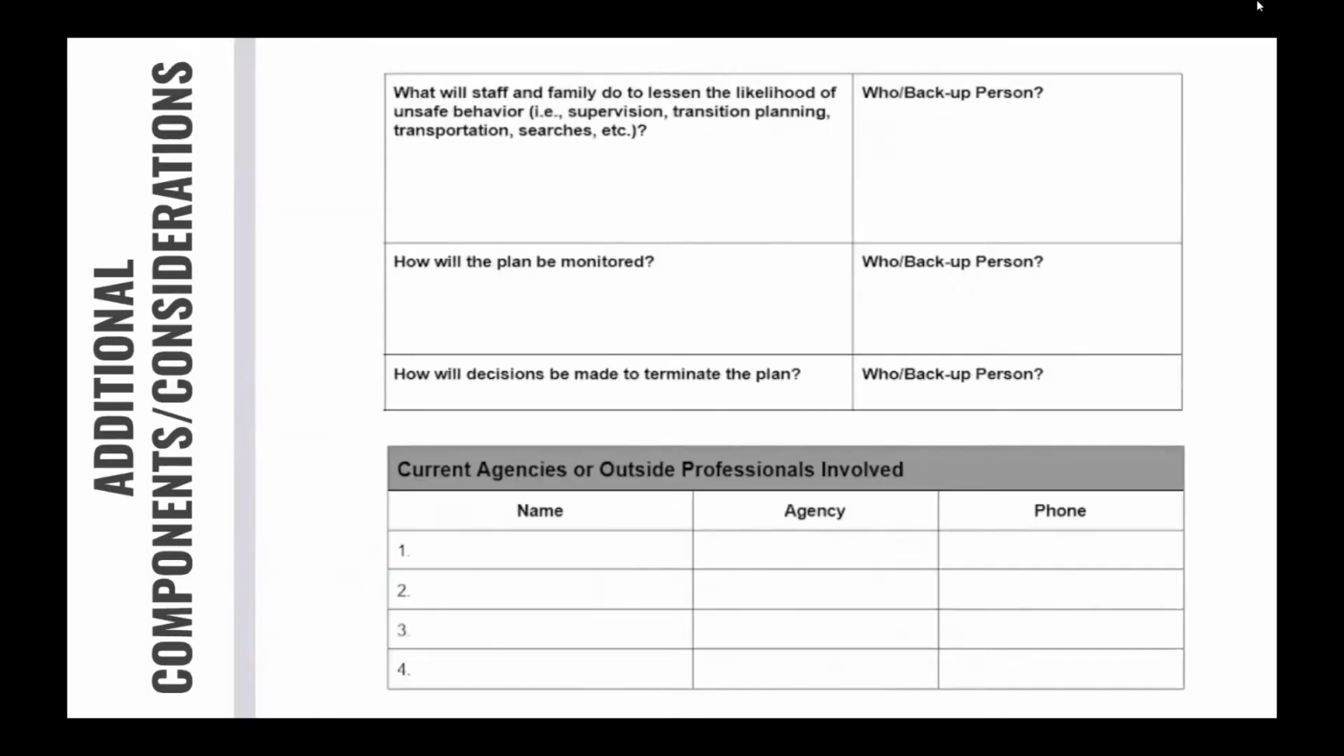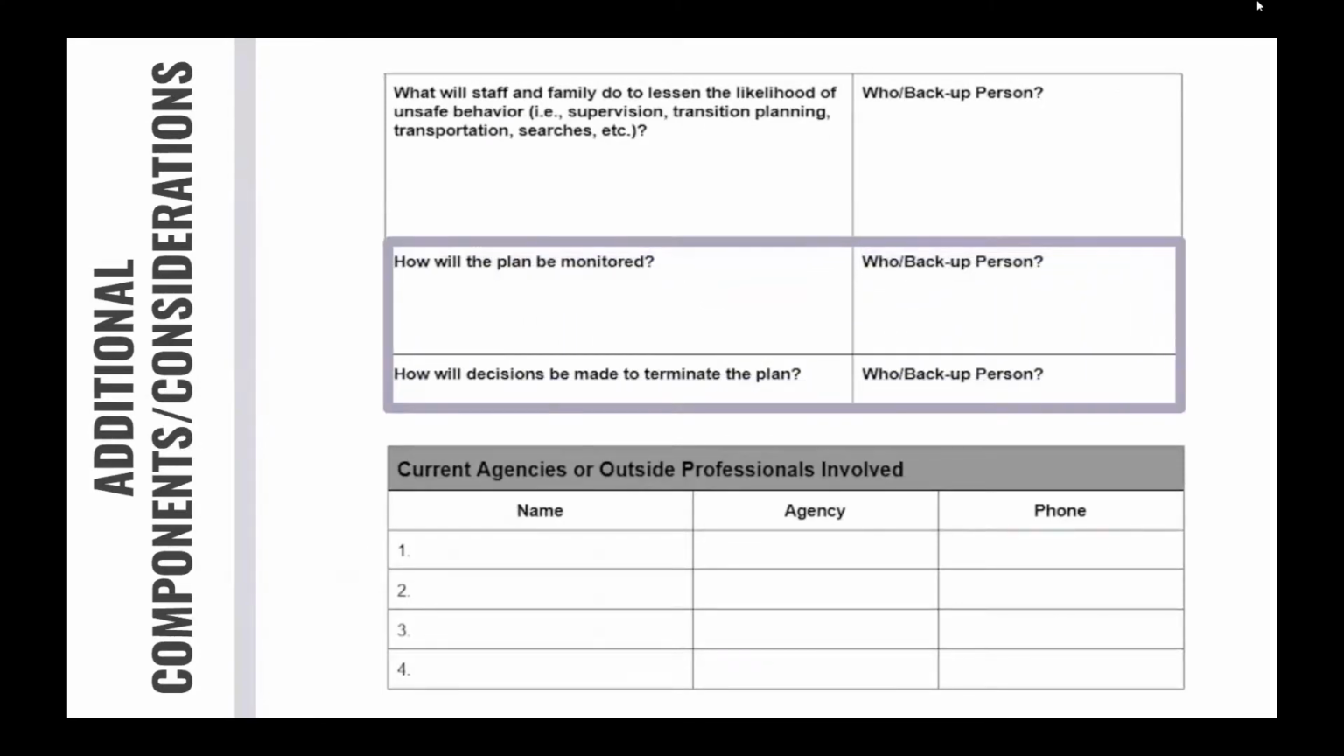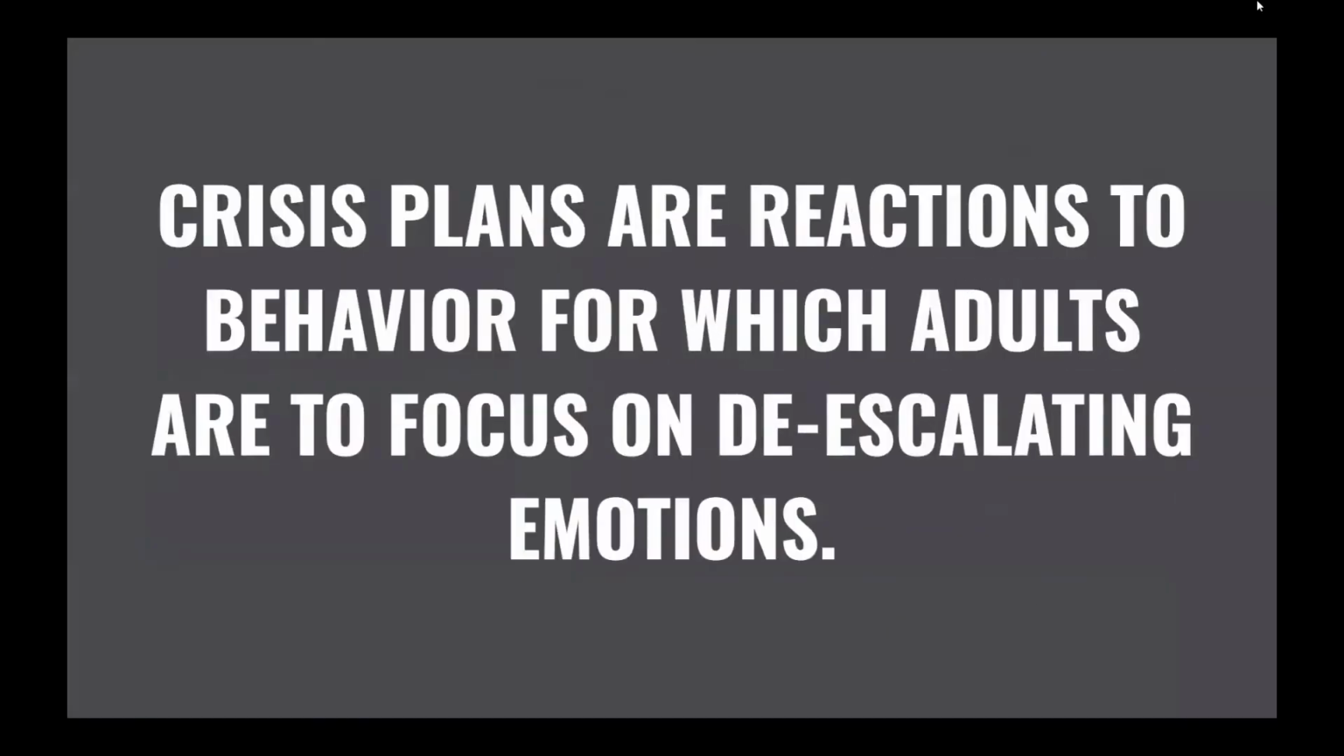When developing a crisis plan, there are additional components the team should consider. How will the plan be monitored and who is responsible for monitoring the plan? How will decisions be made to terminate the plan and who is responsible for this decision? The crisis plan was developed by a team, so the decision for terminating the plan should be made by that team. The team should also include any current agencies or outside professionals involved, such as mental health therapists, caseworkers, court staff, etc.